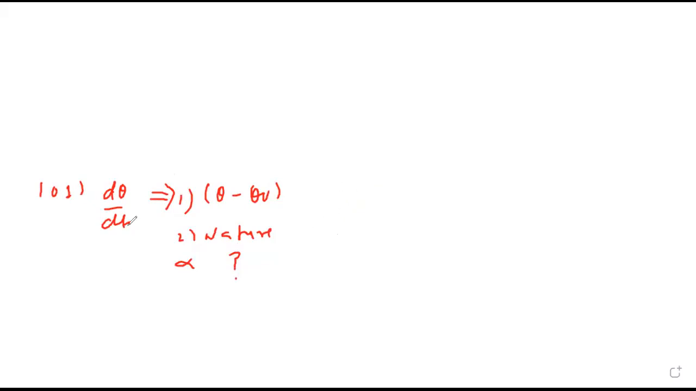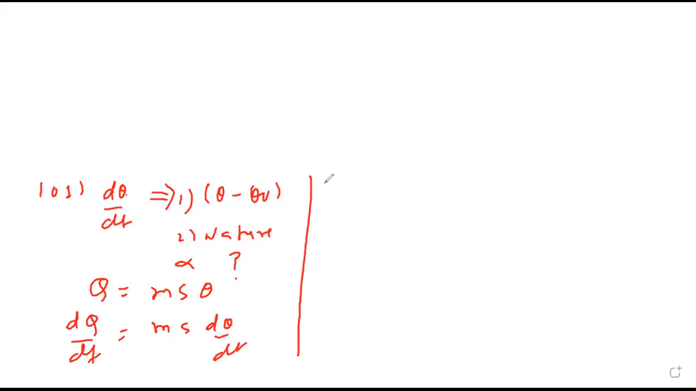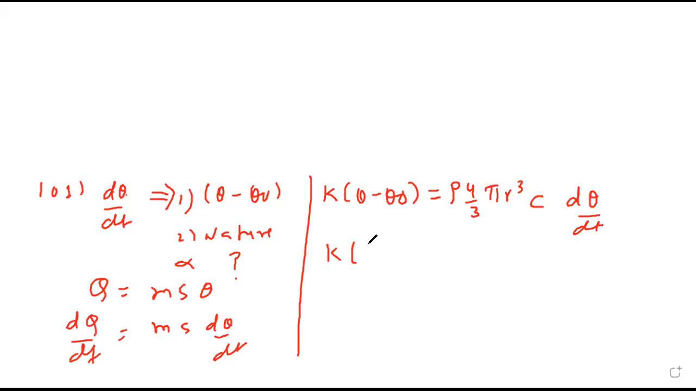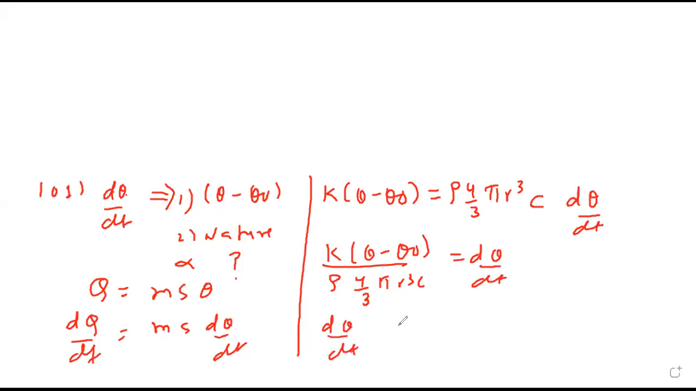Whenever specific heat is given and rate of cooling d theta, start with the heat formula first. It is m s theta. So dq by dt will become m s d theta by dt. dq by dt is k into theta minus theta 0 by Newton's law. M is density into volume of sphere, 4 by 3 pi r cube, specific capacity given C into d theta by dt. So k theta minus theta 0 upon rho into 4 by 3 pi r cube C equals d theta by dt. So d theta by dt will be proportional to theta minus theta 0, nature, and also 1 upon r cube rho C. So option.